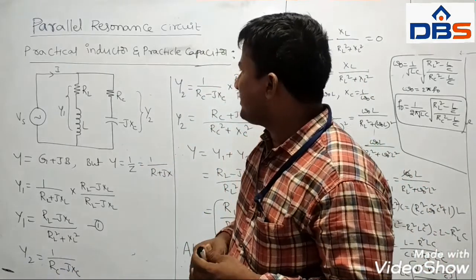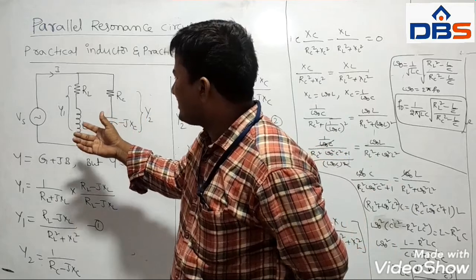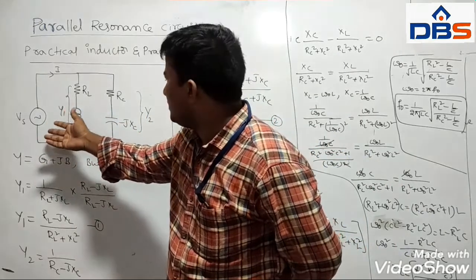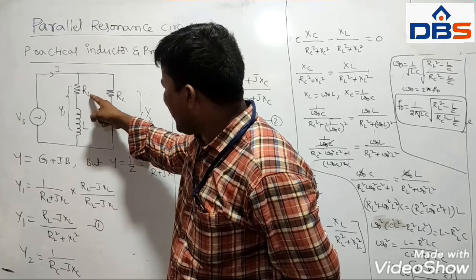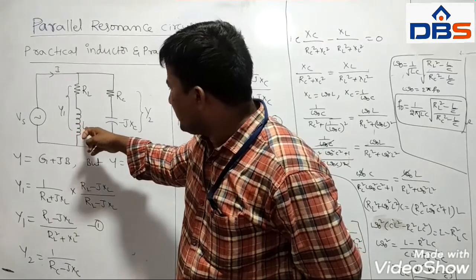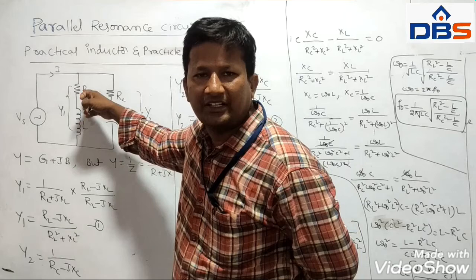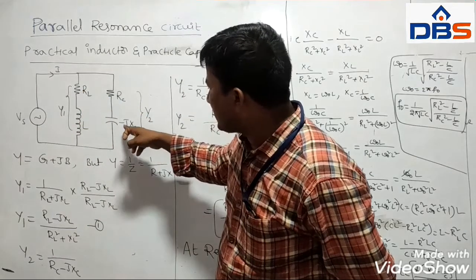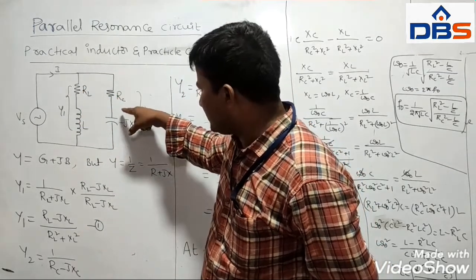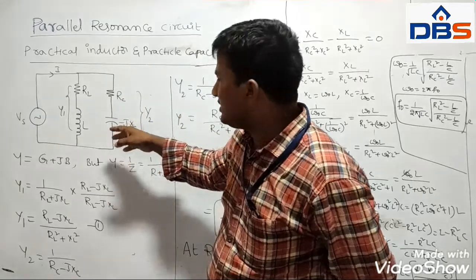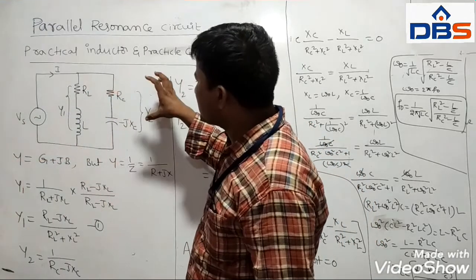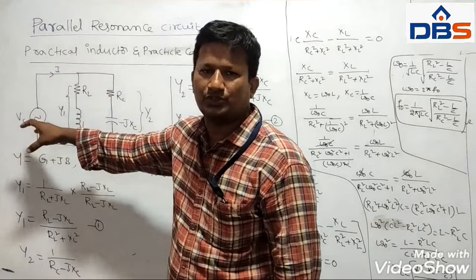In the parallel resonance topic, let us consider a parallel circuit with an applied voltage Vs, a practical inductor and a practical capacitor. A practical inductor means a pure inductor in series with the internal resistance of the inductor, and a pure capacitor in series with the internal resistance of the capacitor. That is, a practical inductor and a practical capacitor connected in parallel with the voltage source.